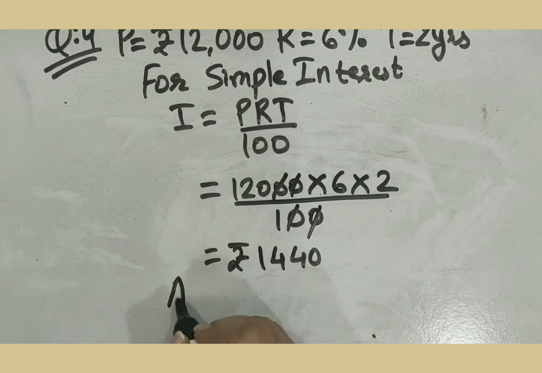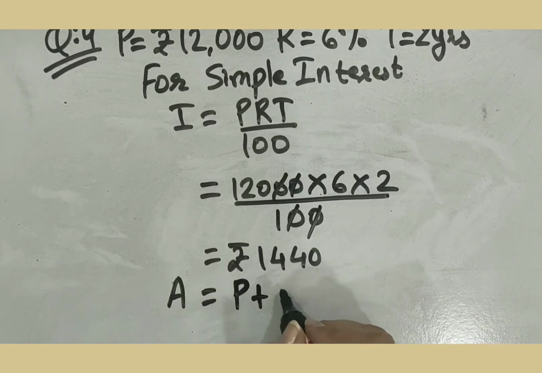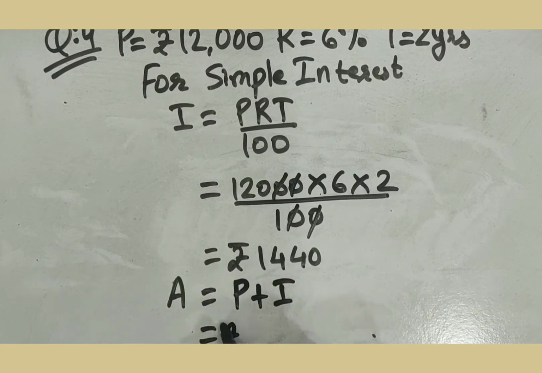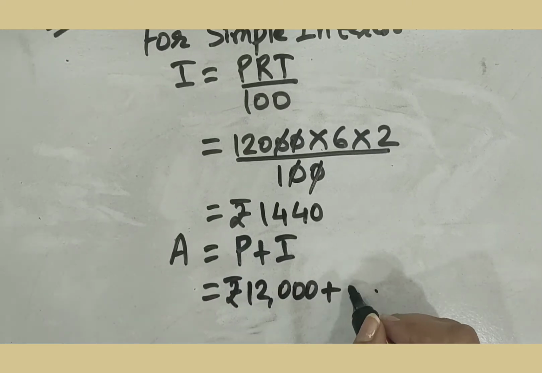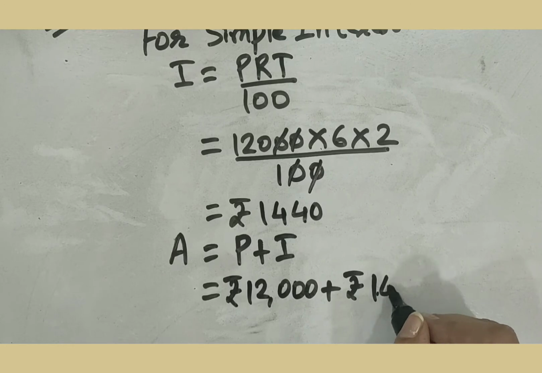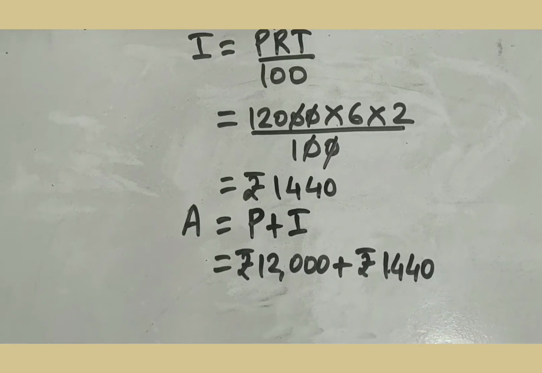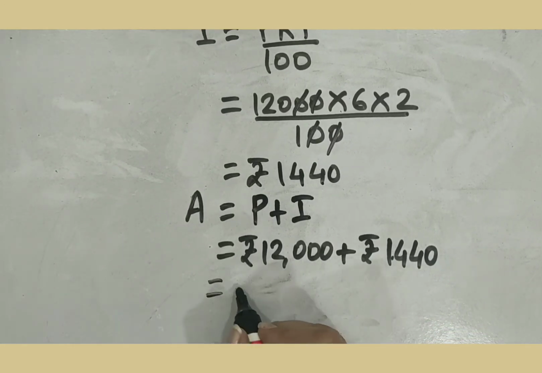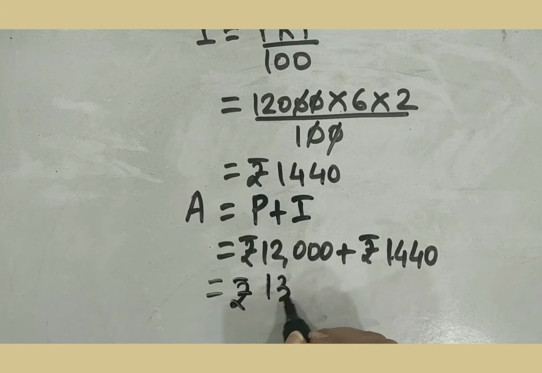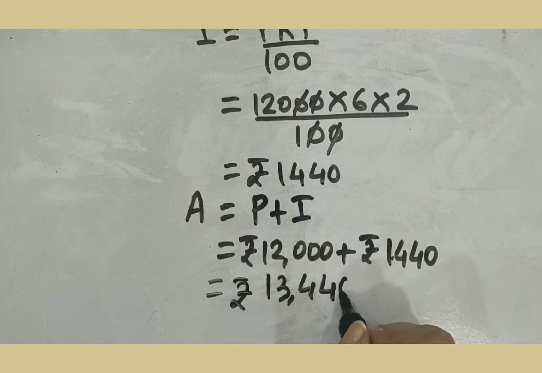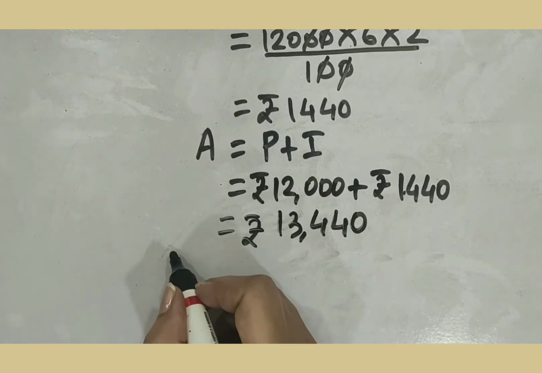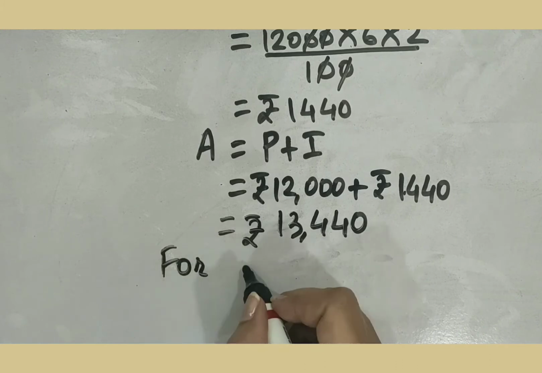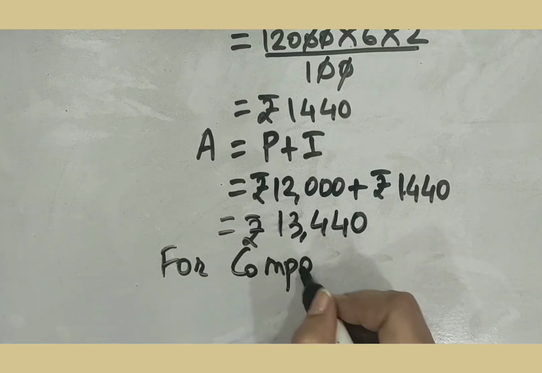If I calculate amount will be P plus I. So that is rupees 12,000 plus rupees 1,440. So after addition, I will get rupees 13,440. So this much amount I have to pay on simple interest. Now let us calculate for compound interest.